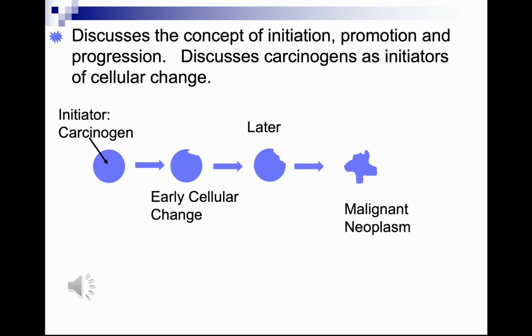So a carcinogen initiates the DNA damage. There's some early cellular change that's potentially reversible, but if it's not, that change is promoted and allowed to get worse and worse. The damaged DNA progresses to the point that the person has a malignant neoplasm. Initiation, promotion, and progression.